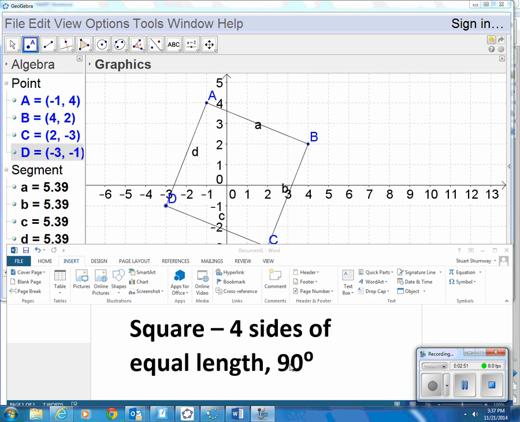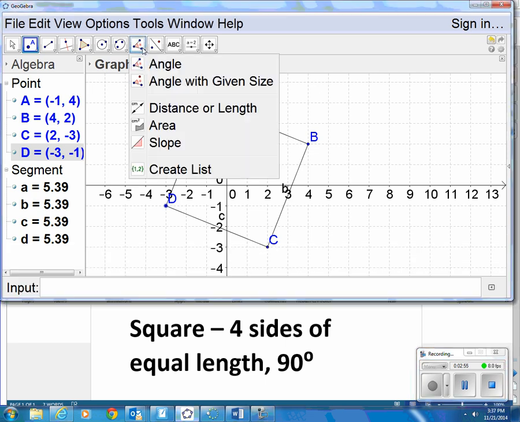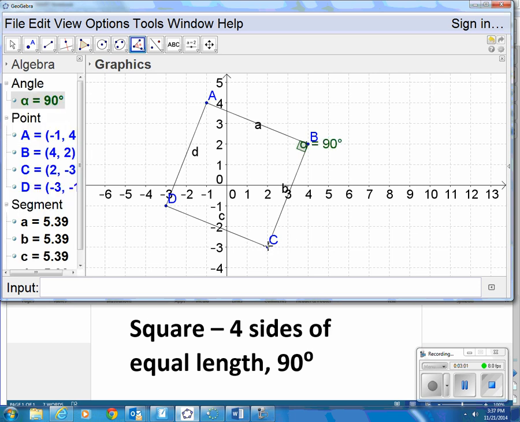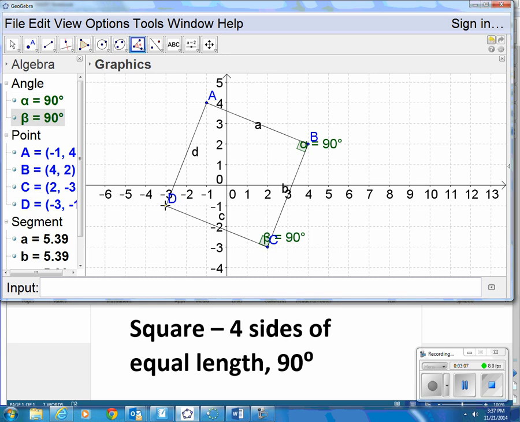Now, in GeoGebra, we can measure the angle. Right here, we can say, well, let's measure the angle. We can go A to B to C. And it says, yeah, that's 90 degrees. I can go from B to C to D. That's 90 degrees. So if those two are 90, then that's enough to convince me that they all will be 90 degrees because they are all of equal length.